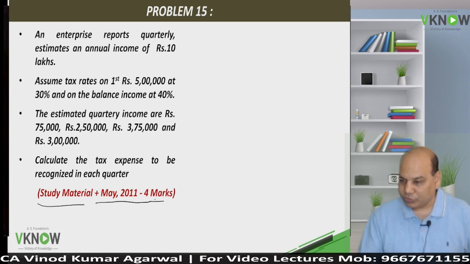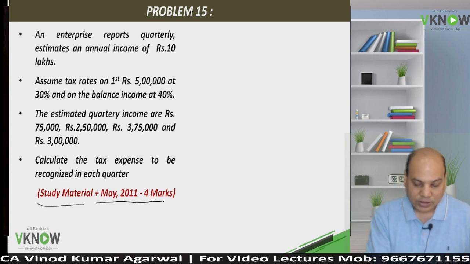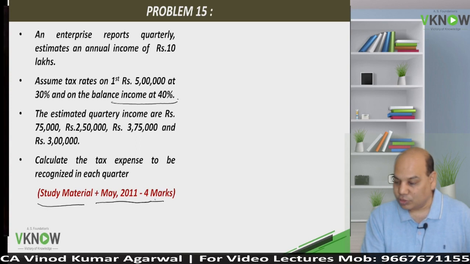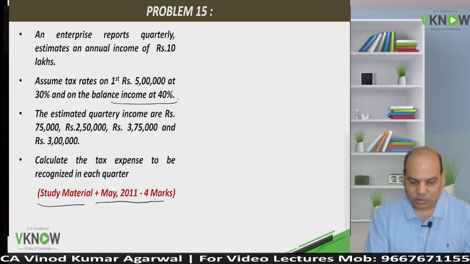Question says, an enterprise reports quarterly, estimates an annual income of rupees 10 lakh. Assuming tax rate for first 5 lakh is 30% and the balance is taxed at the rate 40%. So slab wise system. Estimated quarterly income are rupees 75,000, 2 lakh 50,000, 3 lakh 75,000 and 3 lakh. Calculate the tax expense to be recognized in each quarter.